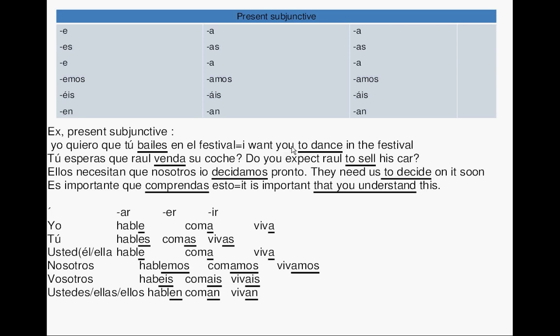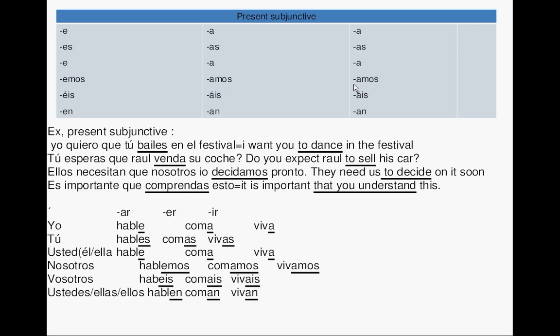Do you hope Raúl sells his car? Tú esperas que Raúl venda, from vender. It changes to A. Venda su coche. They need us to decide on it soon. Ellos necesitan que nosotros decidamos pronto. Decidir, because it is the first plural pronoun, changes to AMOS. Decidamos. Pronto is soon.